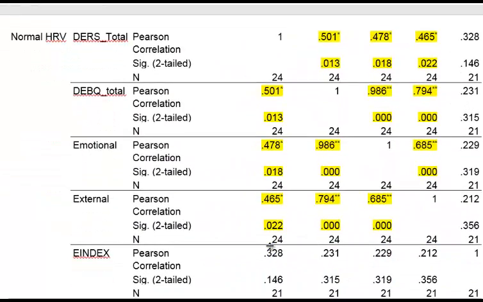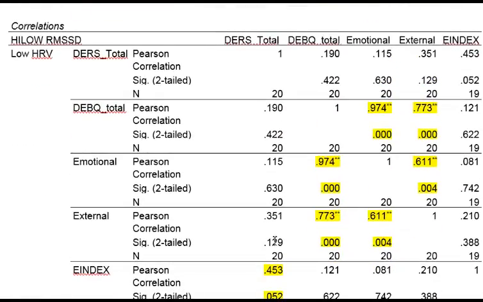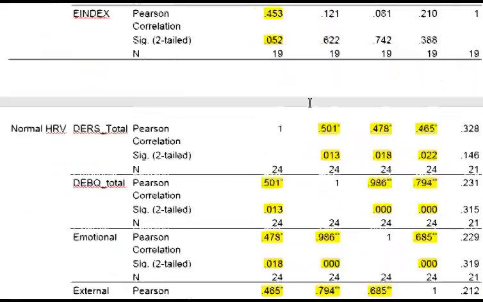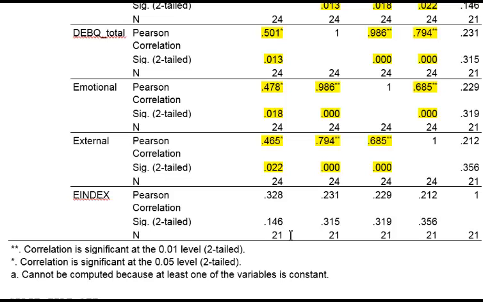So the normal people, this is what is a little confusing to me, because if emotional eating is correlated to the DEBQ and external, this should correlate anyway with the DEBQ. So emotional and external eating are correlated for the low HRV people. So let's go to the high people. Is it external, or was it emotional? It's all correlated for both groups: emotional eating and external eating, but not the food log. The food log did not predict anything. It's just sitting down there with no significance. Yeah, insignificant.